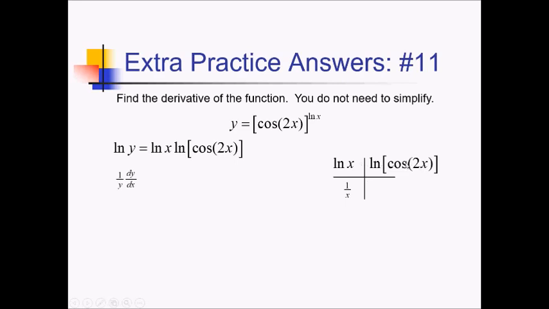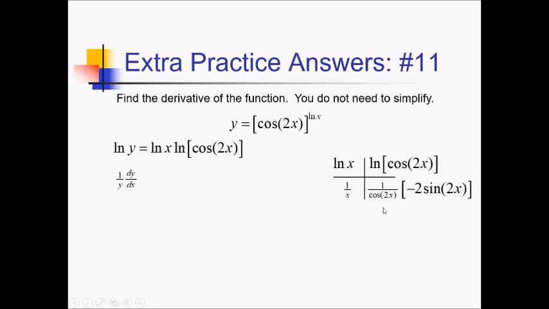This derivative right here, I'm going to be using the chain rule. My outer function, I've got ln of something. Derivative of that is 1 over the something, 1 over cosine of 2x. But now I have to multiply by the derivative of cosine of 2x. That's going to be negative sine of 2x times a tail of 2. We have that inner derivative of 2x.